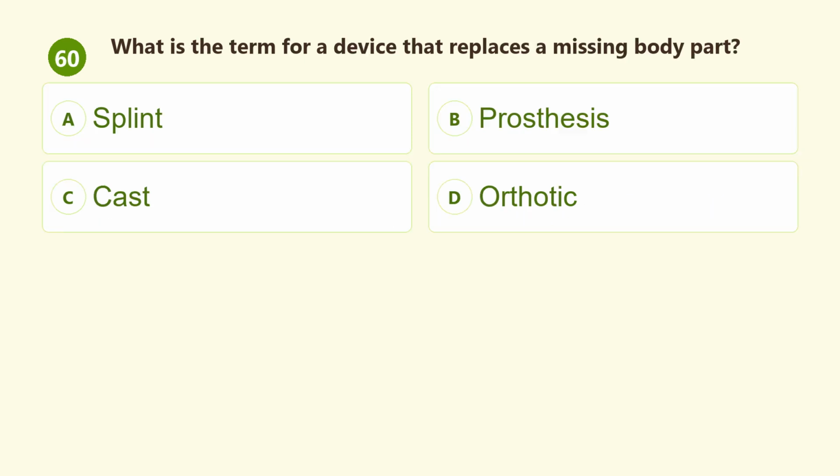Question 60. What is the term for a device that replaces a missing body part? Option A, splint. Option B, prosthesis. Option C, cast. Option D, orthotic.